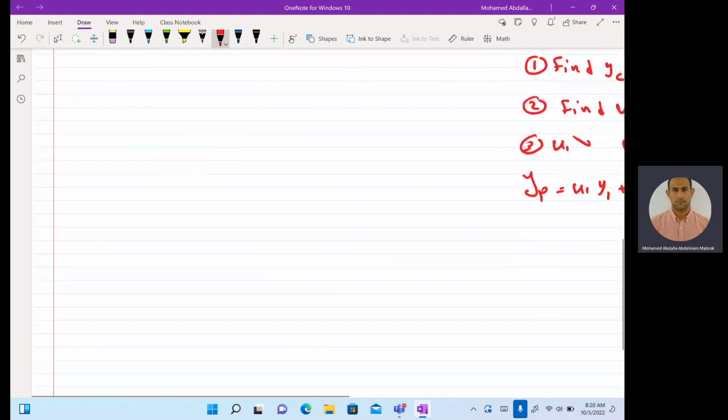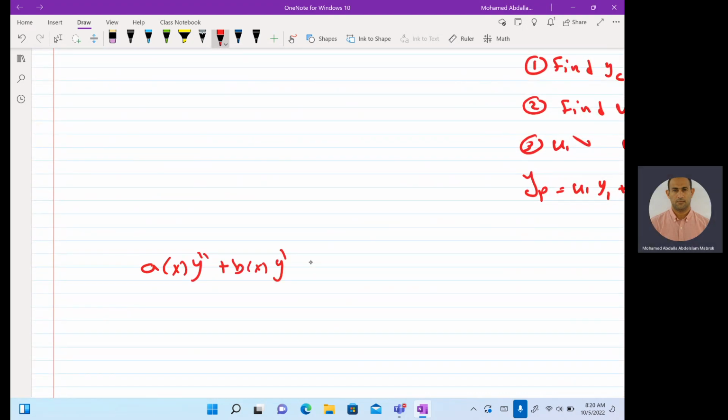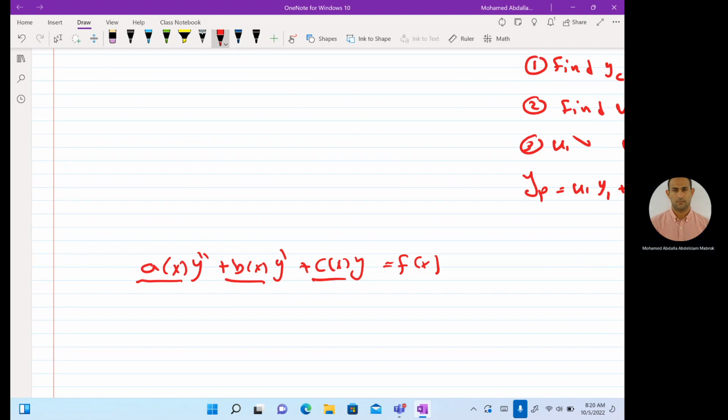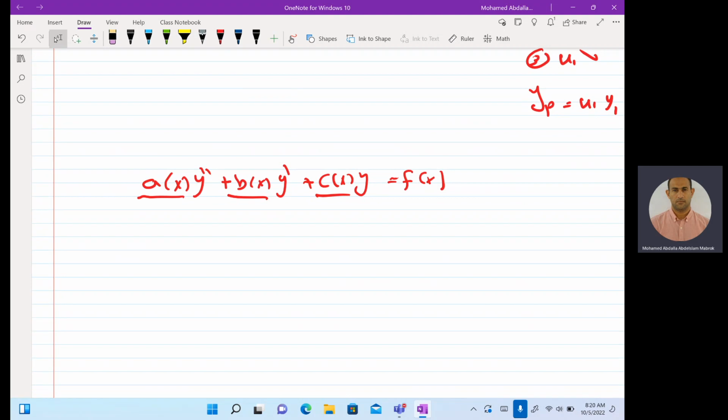So I'm going to start here again with a of x y double dash plus b of x y dash plus c of x y equals f of x. But now I'm assuming that a of x, b of x, c of x are functions in x. They have x's. And we said for this case, we're also going to look at it as two branches or two classes.